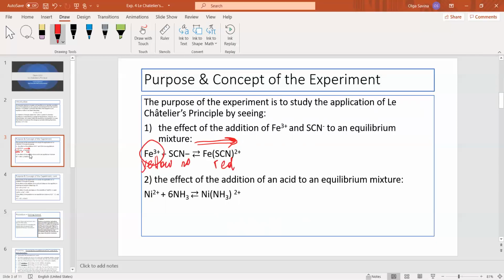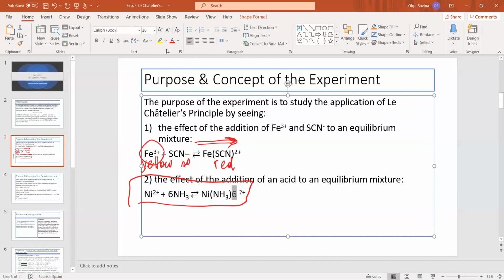Next example, it's slightly different. We will study the effect of the addition of an acid to an equilibrium mixture. And here is our mixture at equilibrium. Nickel 2 plus and ammonia forming a complex, nickel 2 ammonia complex. And in this case, we have, oh, I forgot the subscript. Okay, let me fix it. Okay, let me do it right now. And this is our colored complex.